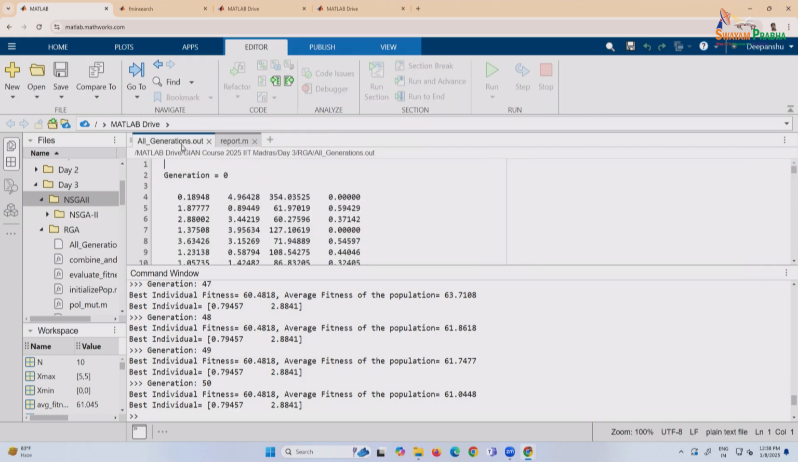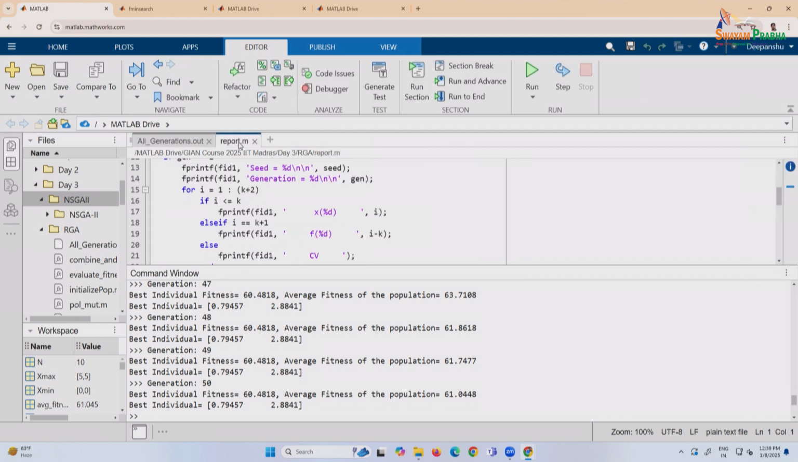Okay, it generates some output. You can see generation-wise x1, x2, constraint violation, and I think F, all of this it puts. Then it reports, sorry, this is report.m, it creates just one output here. Okay.